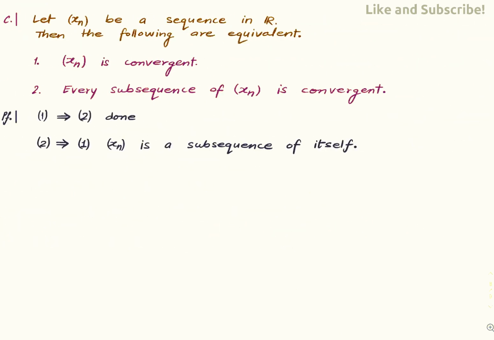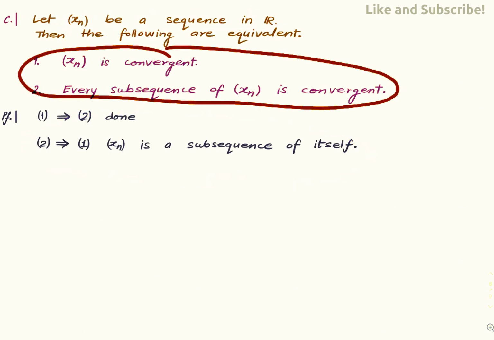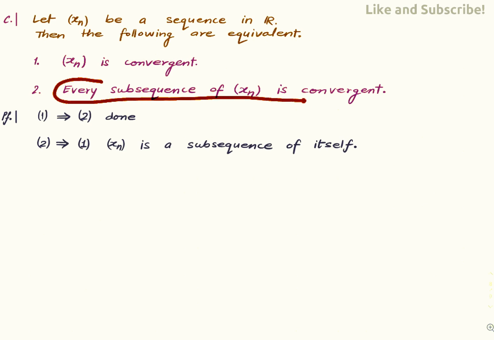Finally, we can just write a simple corollary whose proof is already here. Fix a sequence in R, then these two statements are equivalent. The first is that the sequence is convergent, and the second is that every subsequence is convergent. We are not saying that it converges to the same limit or anything. We are just saying every subsequence is convergent. So 1 implies 2 is already done in the previous page. And the fact that 2 implies 1 is a tautology because xn itself is a subsequence of xn. So I don't know if this corollary helps at all, but yeah, it is there for us to look at.